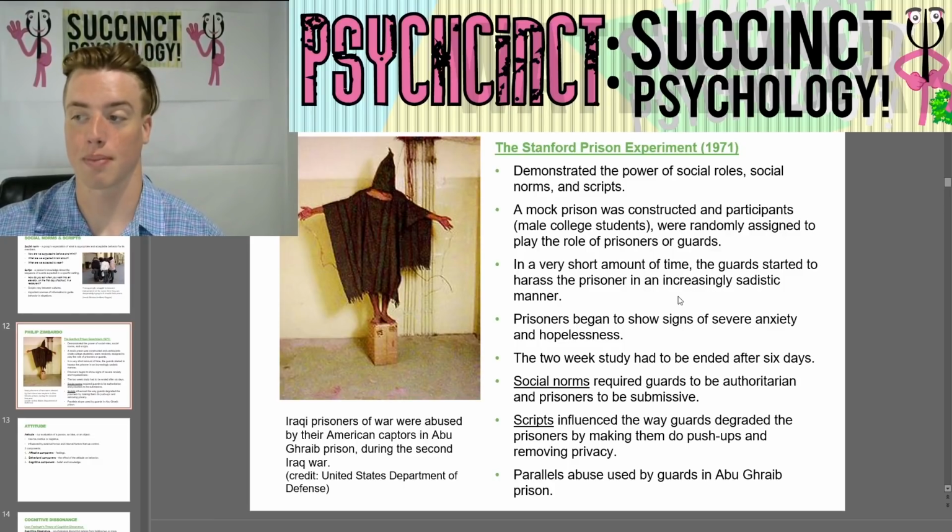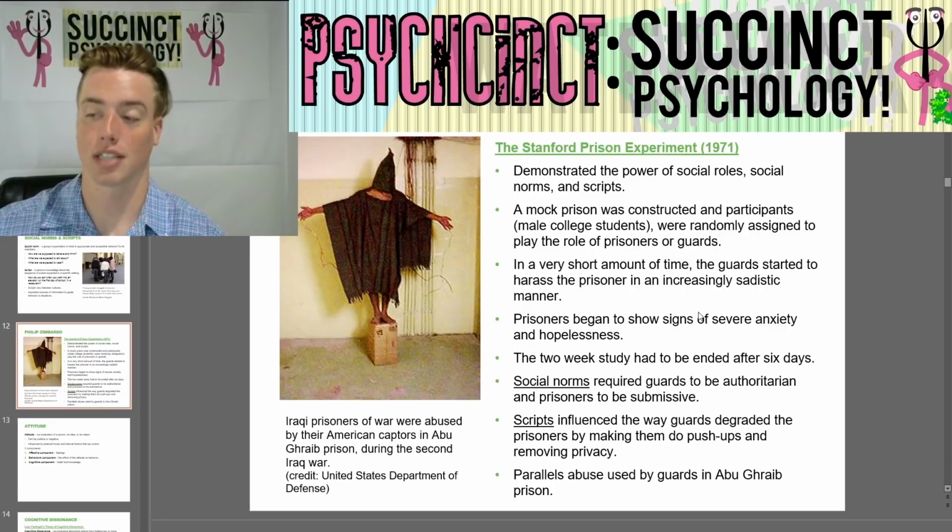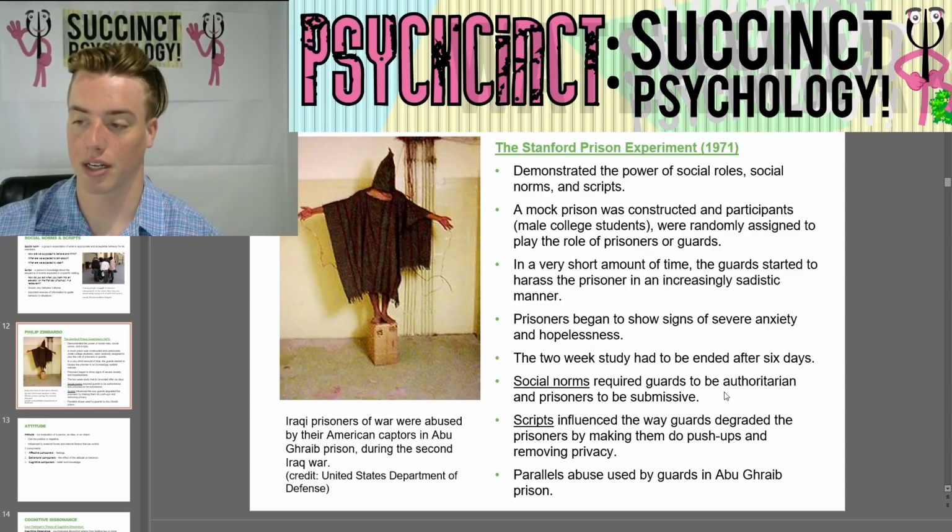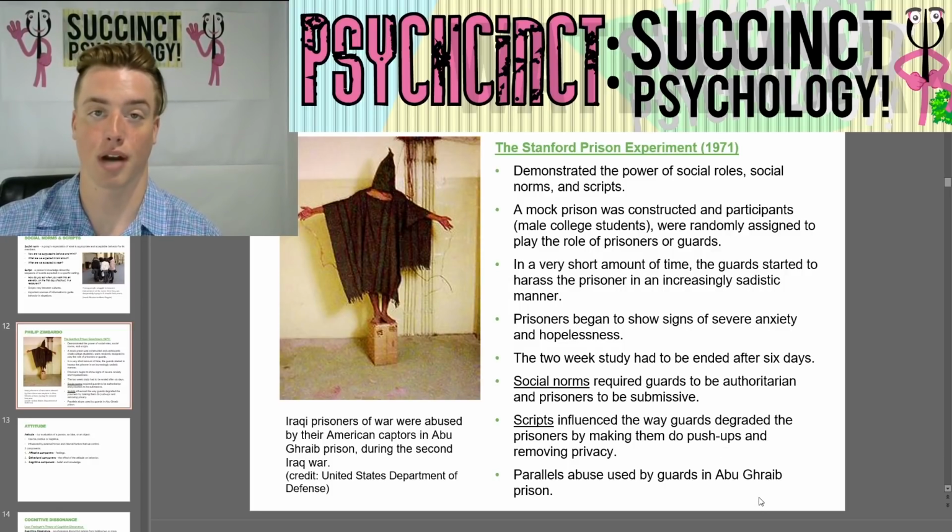In a very short amount of time, the guards started to harass the prisoners in an increasingly sadistic manner. Prisoners began to show signs of severe anxiety and hopelessness. The 2-week study had to be ended after just 6 days. The social norms required guards to be authoritarian and prisoners to be submissive. And the scripts influenced the way guards degraded the prisoners by making them do push-ups and removing privacy.